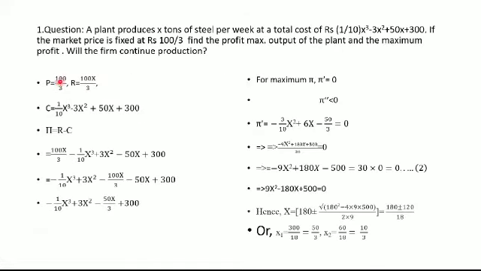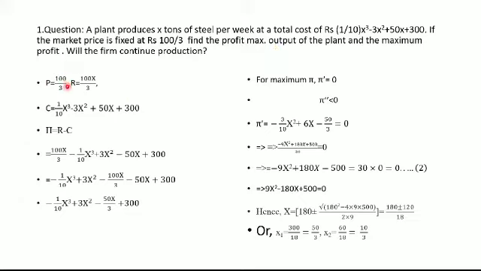Okay. We have a question here. A plant produces X tons of steel per week at a total cost of rupees 1 by 10 x cubed minus 3x squared plus 50x plus 300. If the market price is fixed as rupees 100 by 3, find the profit maximizing output of the plant and the maximum profit. Will the firm continue production?